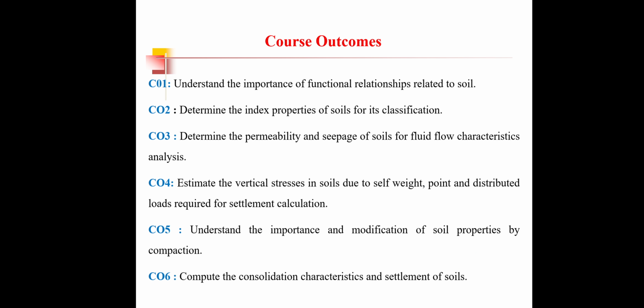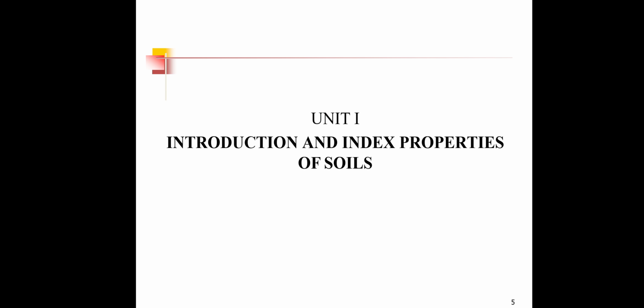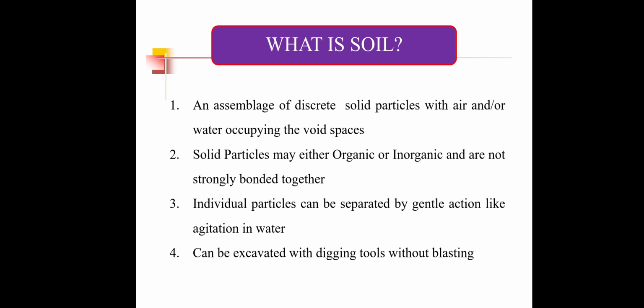So let me get back to chapter 1 or unit 1. First of all we'll go with the introduction. So what is meant by soil? Soil is an assemblage of solid particles with gaps which will be filled partially with air or partially with water. These gaps we generally call void spaces or pore spaces. So usually soil comprises solid particles and void spaces.